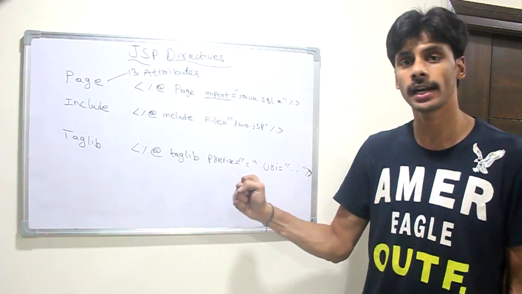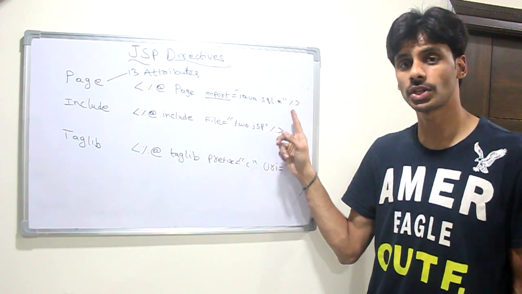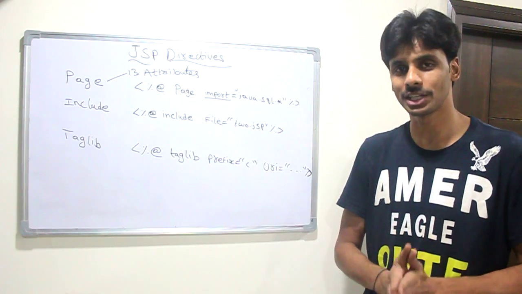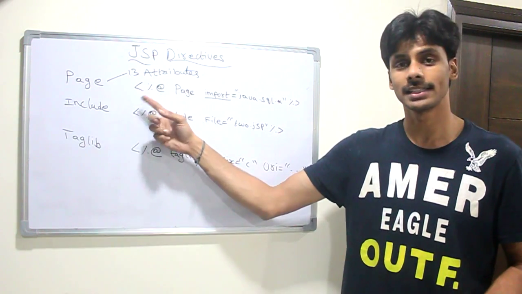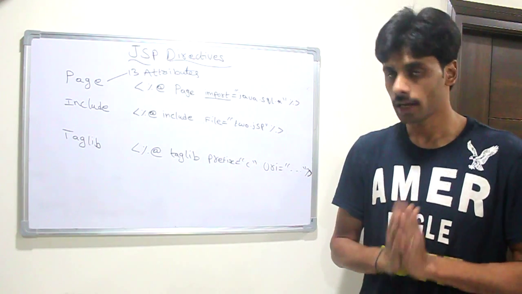The syntax for any directive is less than symbol, percentage, at, and it ends with a percentage, greater than symbol. You would have seen this with a lot of JSP elements already. They all start with less than symbol, percentage, but we have an additional at in case of the directives.